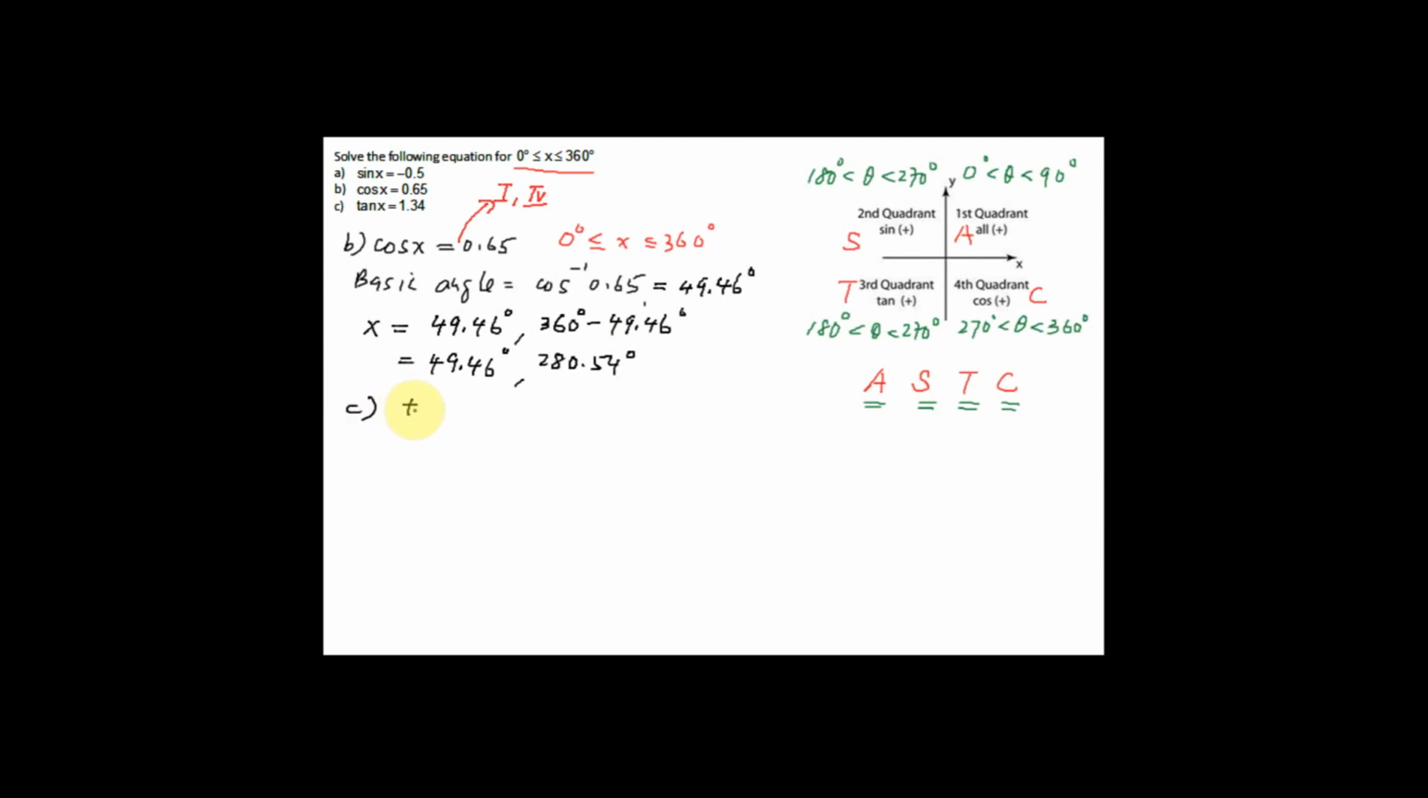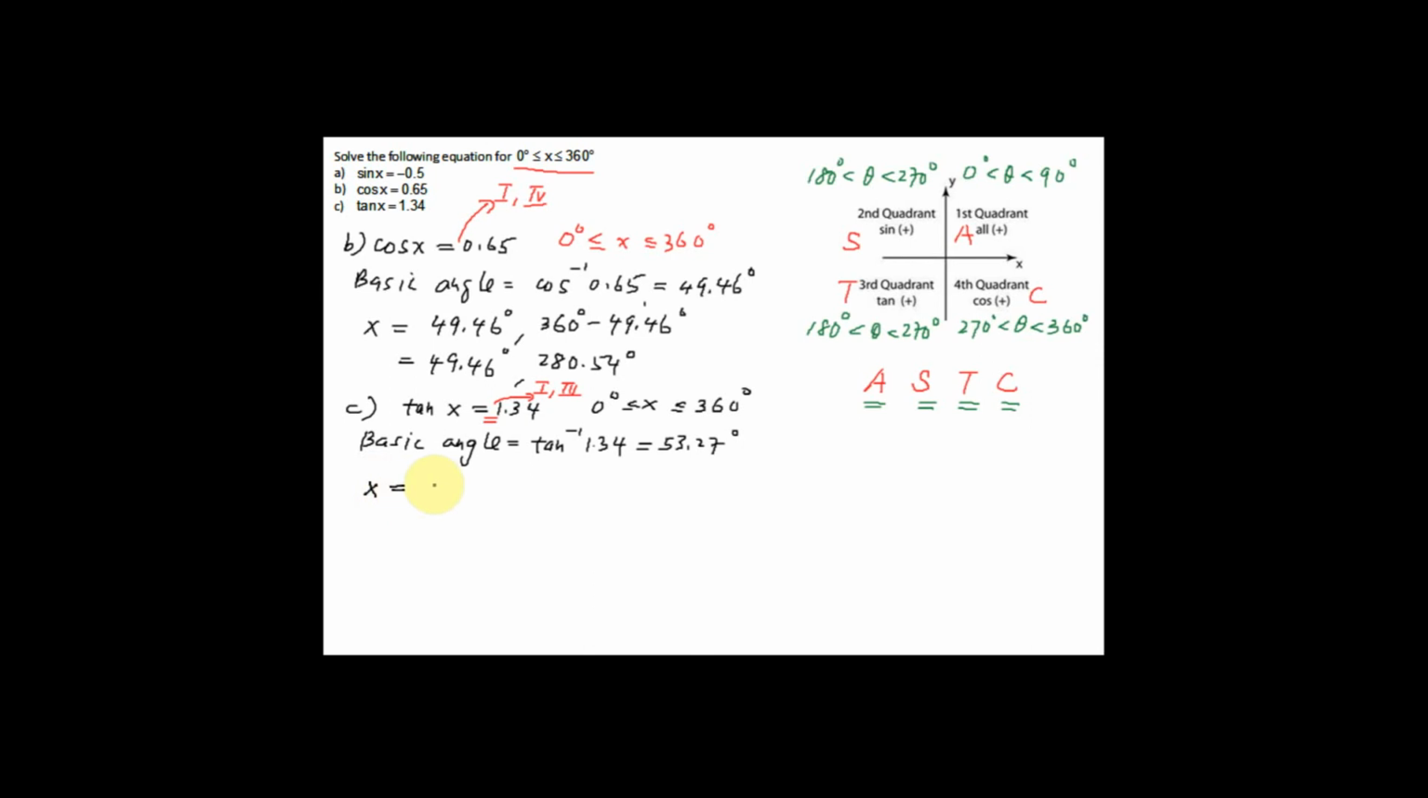Next, solve for tangent x equal to 1.34. The first step, what is the range? The range is x more than or equal to 0, less than or equal to 360. Now, use your calculator to find the basic angle. Shift tangent of 1.34. This will give you an answer 53.27 degrees. Now look at tangent, which quadrants it is in. Tangent is positive, so this is the first and the third quadrant.